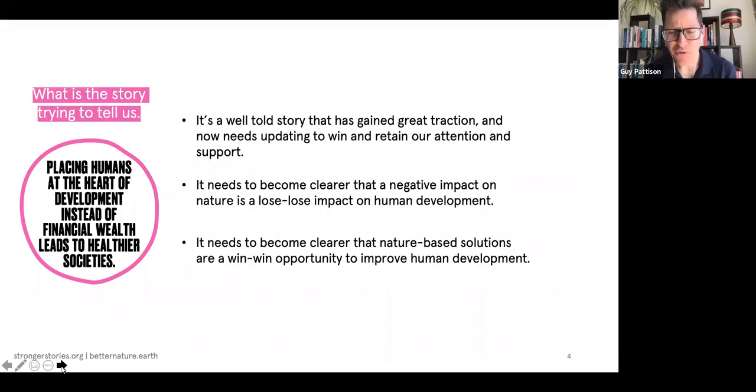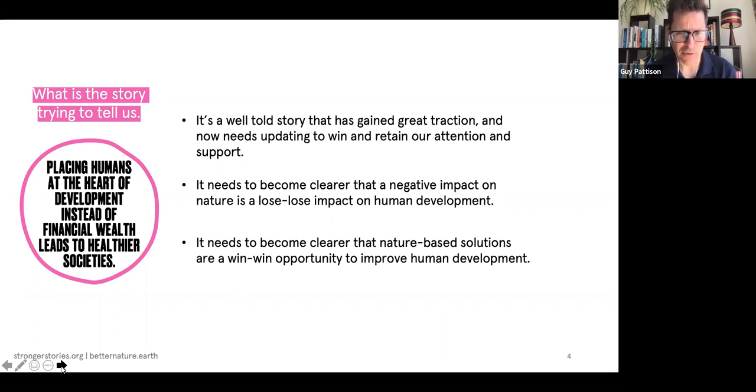Thank you. Yes, there's more detail in the appendix, but what we're trying to do for each of these is bring it to life with just three key points. What the story is trying to tell us is the narrative. It's the big idea, and it's really, really important. It is a well-told story, and it's gained great traction, but it needs updating. And the reason why it needs updating is that we need newness. Otherwise, we think that we've heard this story before, and we just switch off.